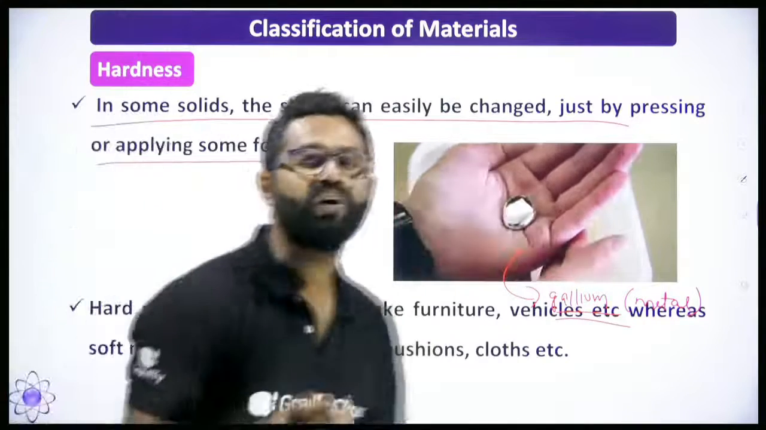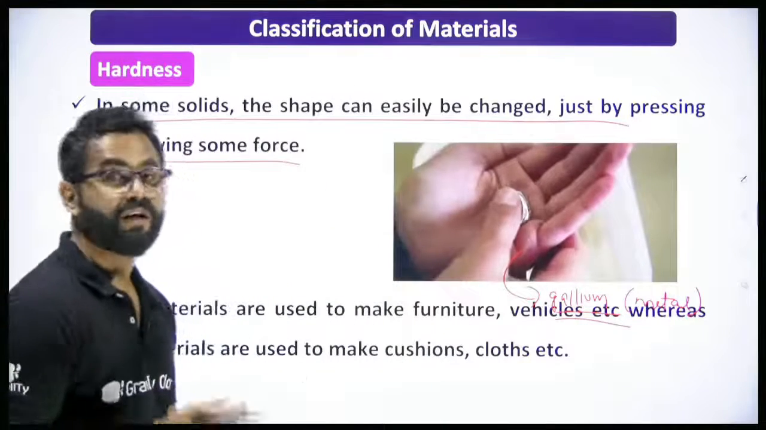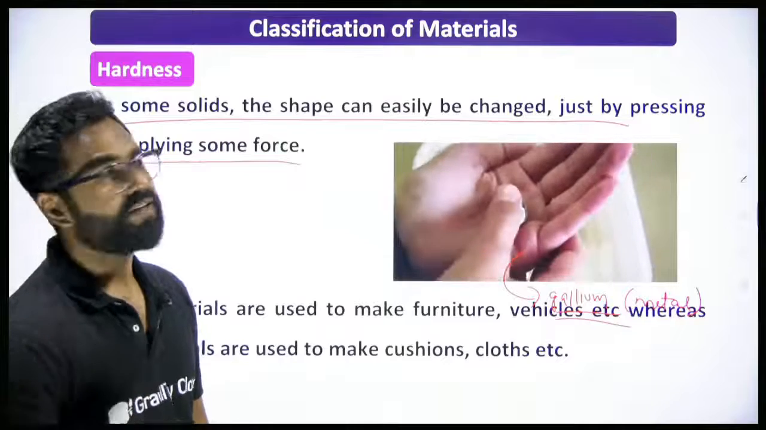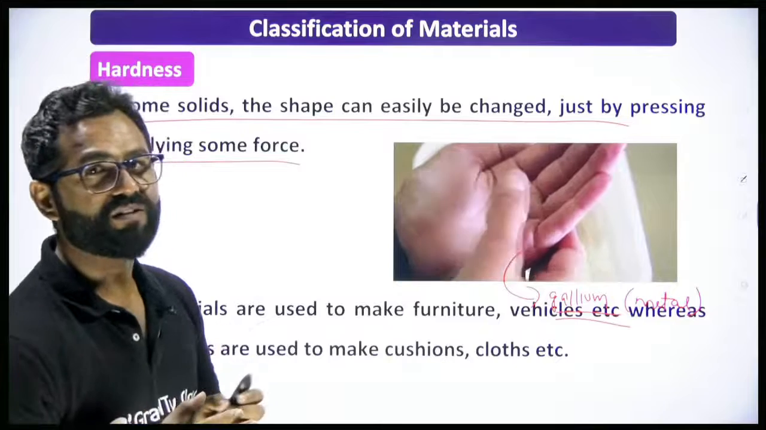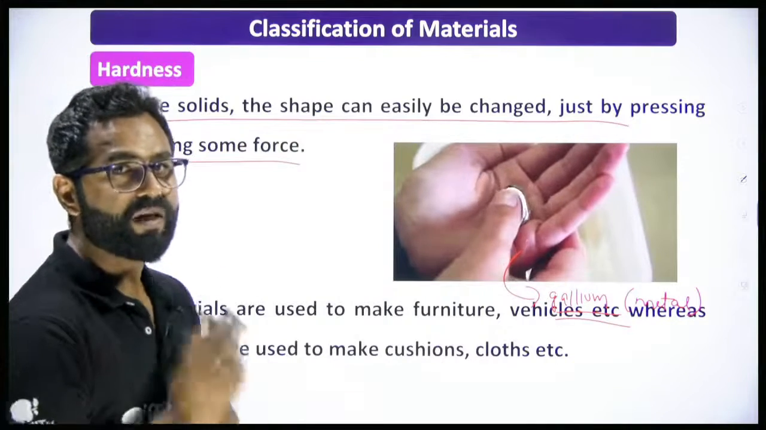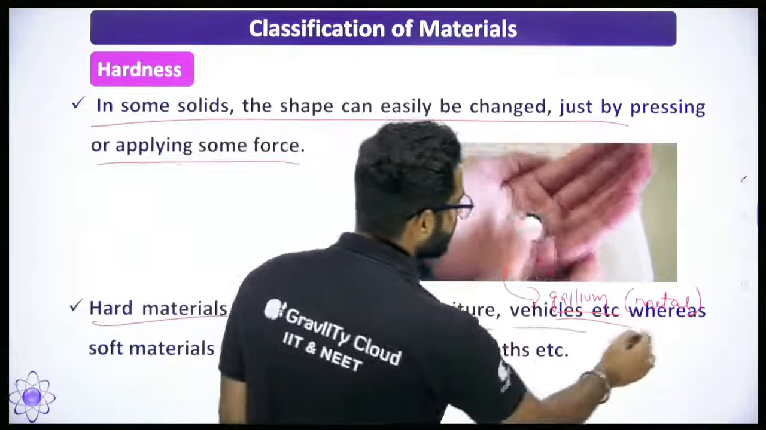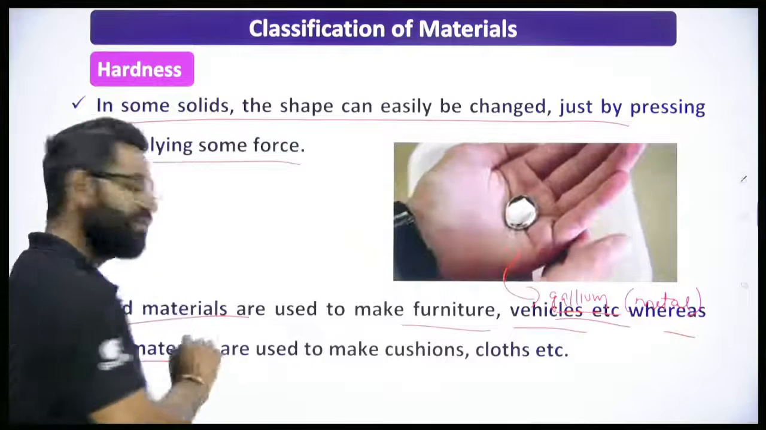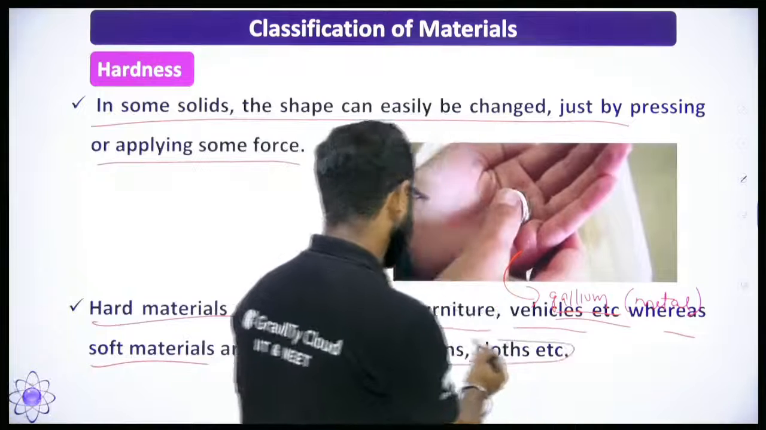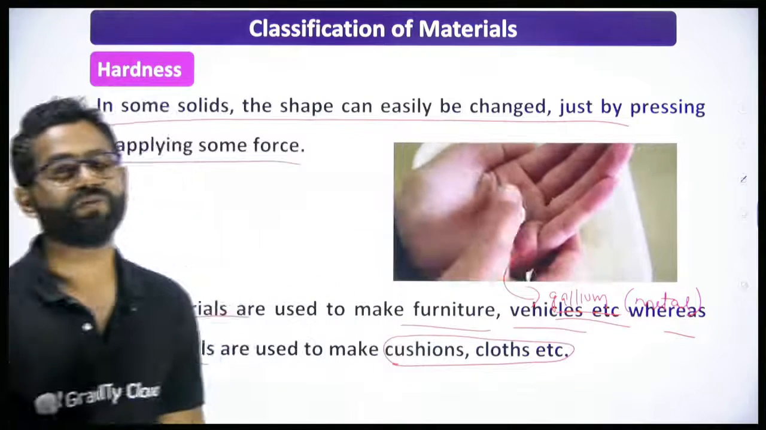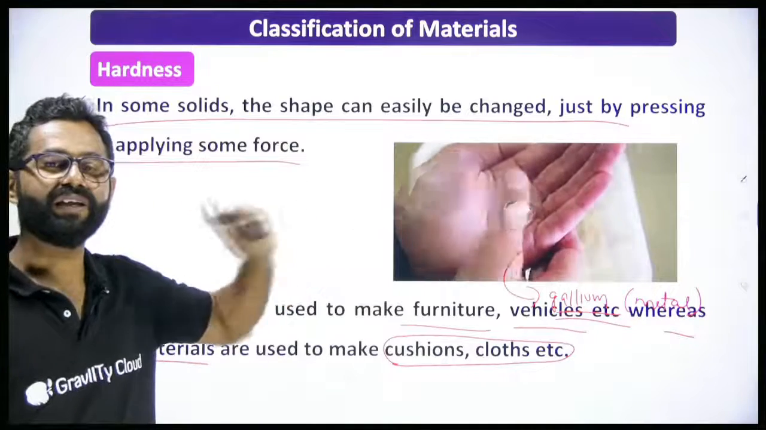So mostly all the solids, all the hard materials, are used to make trucks, bicycles, vehicles, or we can say the TV or chair, furniture. All of these things are made by using hard materials. So hard materials are used to make furniture and vehicles, whereas soft materials are used to make cushions, clothes, all these things, right? Soft materials are used to make cushions or clothes. Simple. Understood? So this is how we can easily understand.